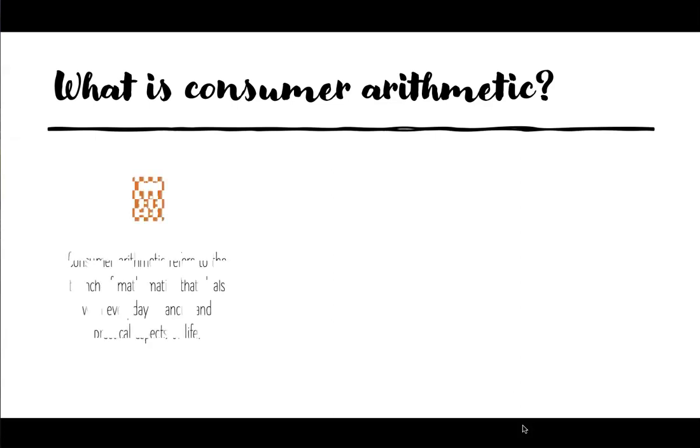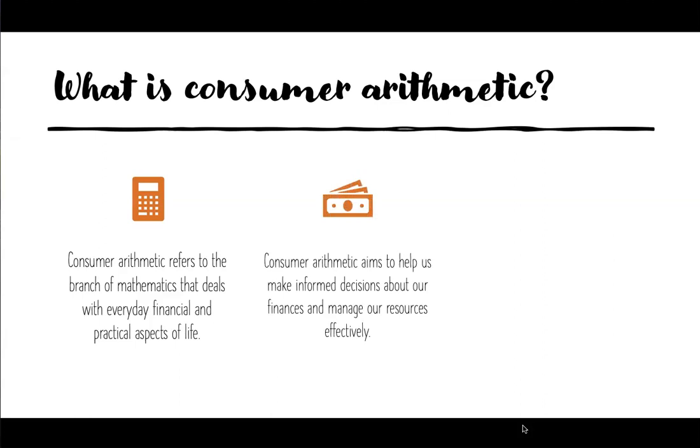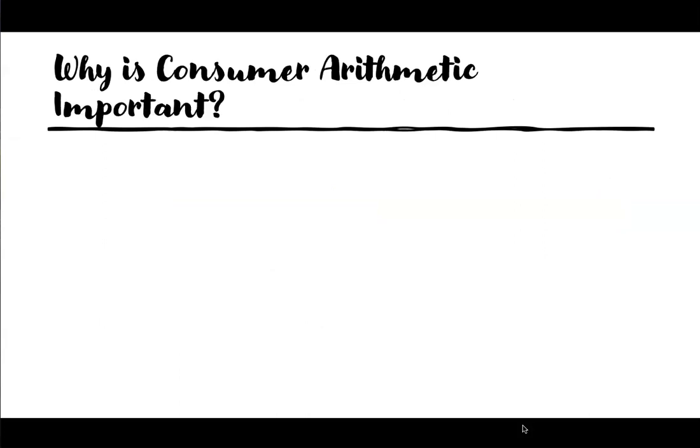Alright, here we go. So consumer arithmetic refers to the branch of mathematics that deals with everyday financial and practical aspects of life. Consumer arithmetic aims to help us make informed decisions about our finances in order to manage our resources effectively. It also includes percentages, discounts, interest rates, budgeting, and currency exchange. These are just a few of the topics covered.